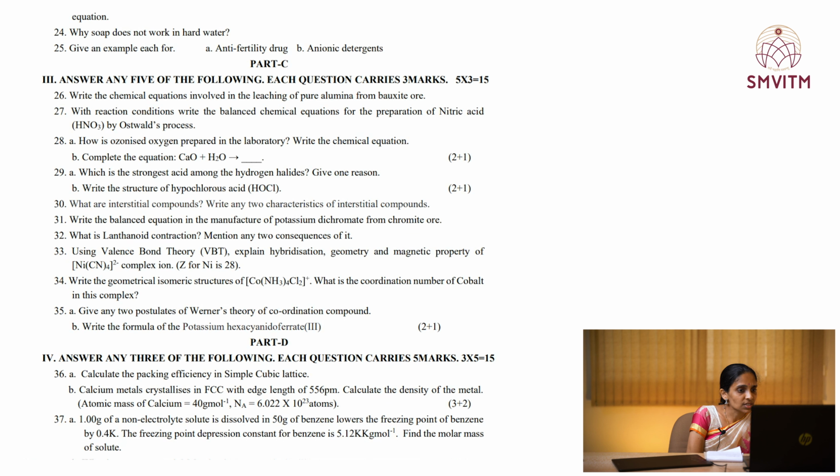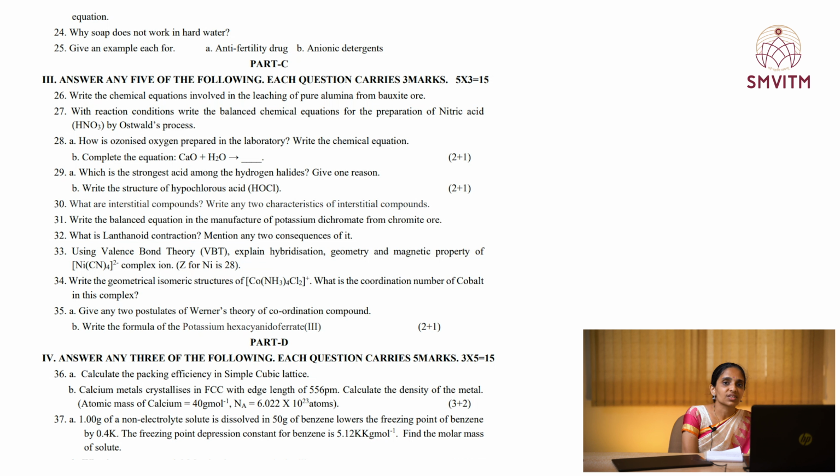Next 3 questions are from D and F block. What are interstitial compounds? When small atoms like carbon, hydrogen, nitrogen are trapped inside the crystal lattices of the metal, interstitial compounds are formed. Write any 2 characteristics. They are inert, they retain the electrical conductivity. Such properties can be written.